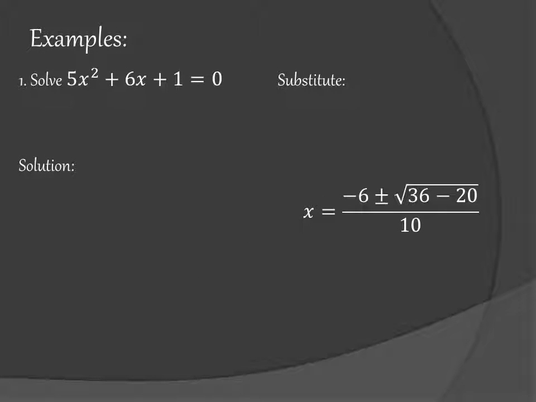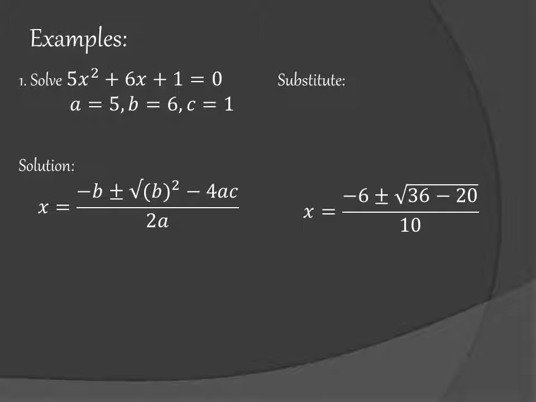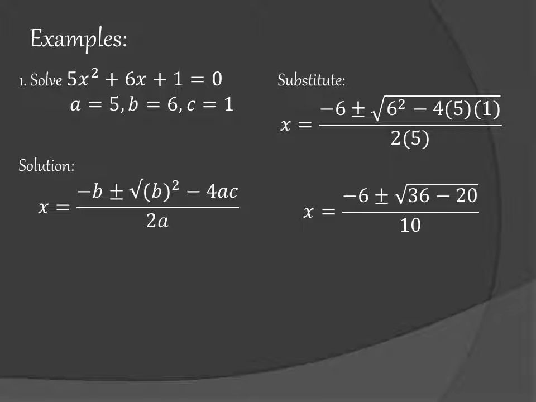For examples, find the roots of the equations by using the quadratic formula. First, solve 5x squared plus 6x plus 1 equals 0, where a is equal to 5, b is equal to 6, and c is equal to 1. Solution. Using the quadratic formula, x equals negative b, positive and negative square root of b squared minus 4ac all over 2a, we just simply substitute the values of a, b, and c. So x is equal to negative 6 as the value of b, positive negative square root of 6 squared minus 4 times 5 times 1, all over 2 times 5.